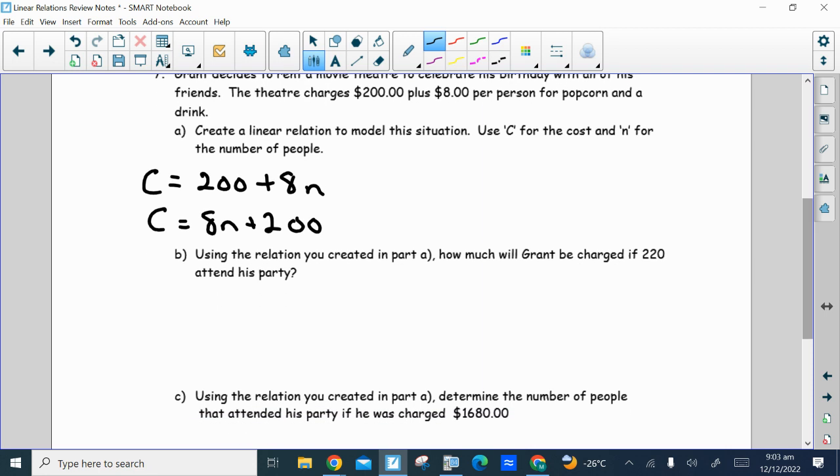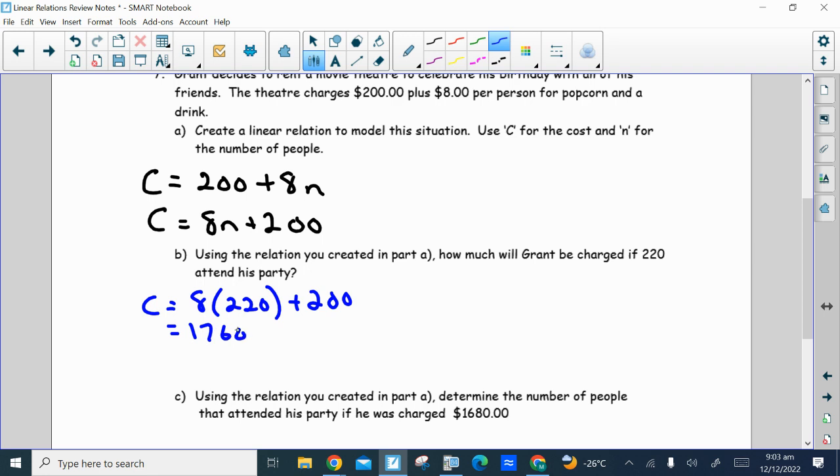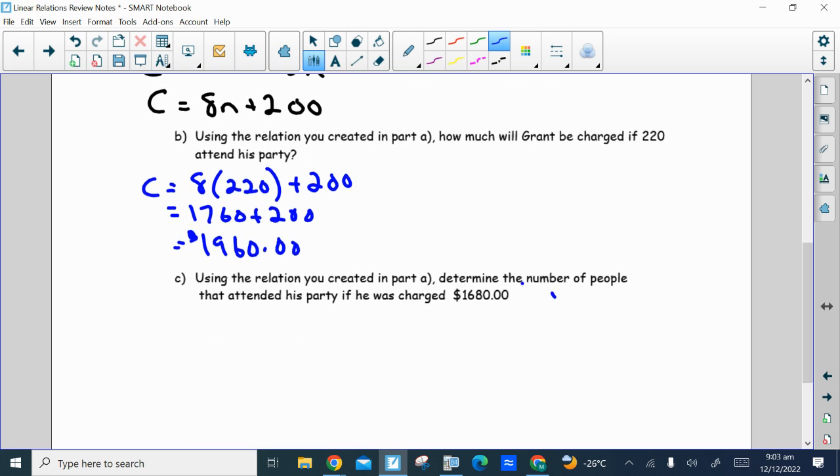So use the relation to find out how much Grant would be charged if 220 people attend the party. So that'll be the cost when N equals 220. So 8 times 220 is 1760, plus 200 is 1960. So there's the answer to that one.